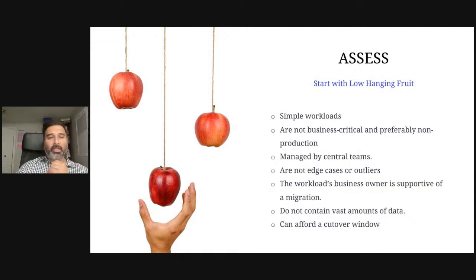They're managed by central teams. They're not edge cases or outliers, right? Meaning they're not unique in terms of OS, licensing, tech stack, architecture. And probably this is a good time. They present a good learning opportunity as we migrate for the first time into Google Cloud, right? And cut our teeth on that. And then the workload's business owner is supportive of the migration. It's very important. And then finally, it does not contain vast amounts of data, and so on. And then we can afford the cutover window. That means we can incur some scheduled downtime, and it's not going to have a huge impact, right?